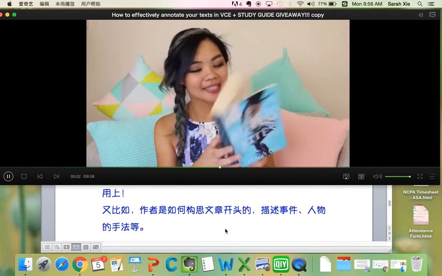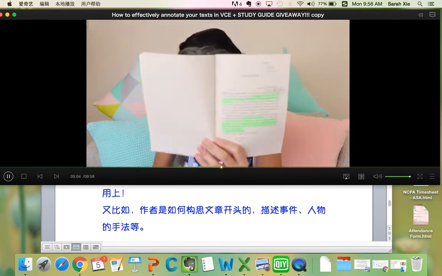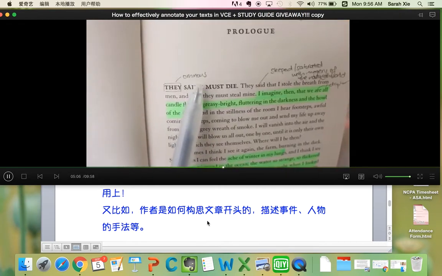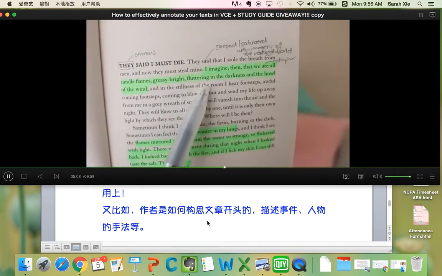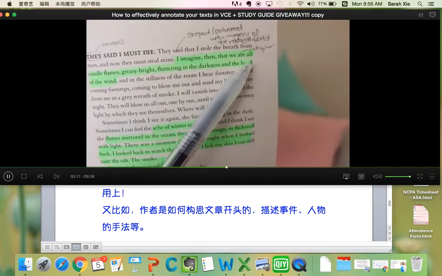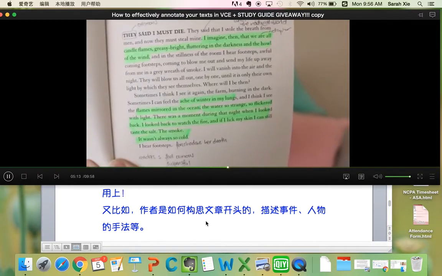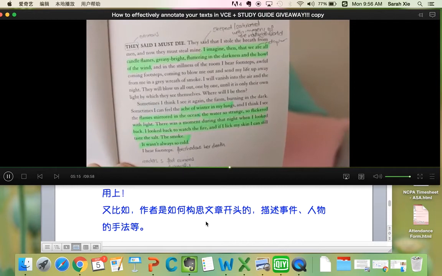In Burial Rites, in the prologue, I've actually written a few things here. A little point here saying how it's ominous. The author uses a lot of natural imagery, and then I've written here how it's a metaphor. So yeah, guys, whatever it is, make sure you annotate it.